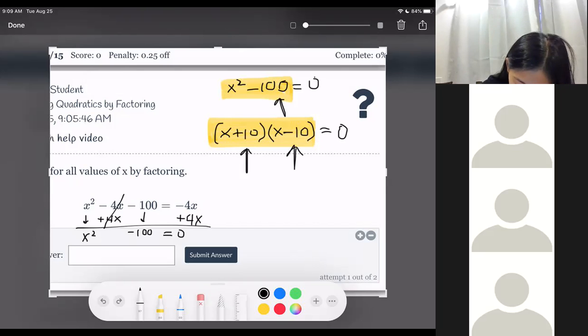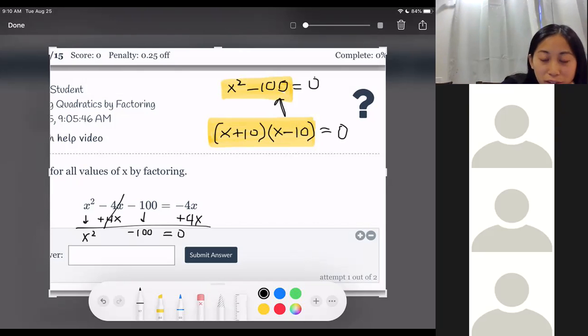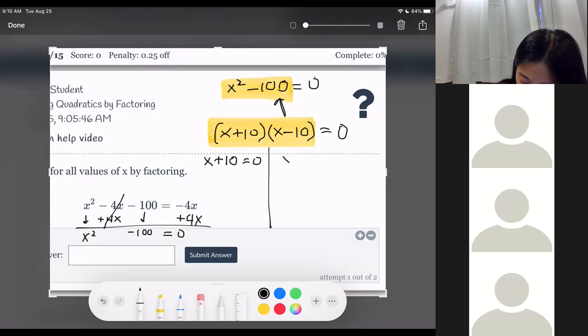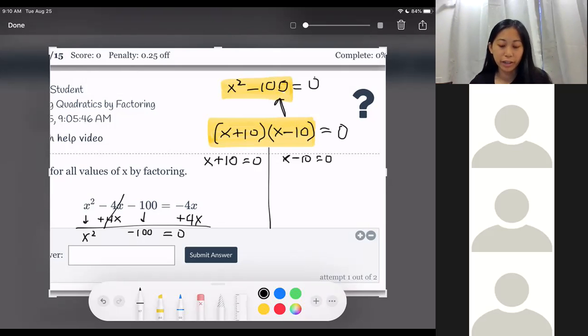So then let me erase my arrows because they're kind of in my way. So if you have something times something equals 0, then that means you can set each of those somethings, each of your parentheses pieces, each of your factors, equal to 0 to solve for x. So for example, we have the x plus 10 equals 0. And we can also have on the side the x minus 10. Let me draw a line there so it doesn't get mixed up. Equals 0 as well.